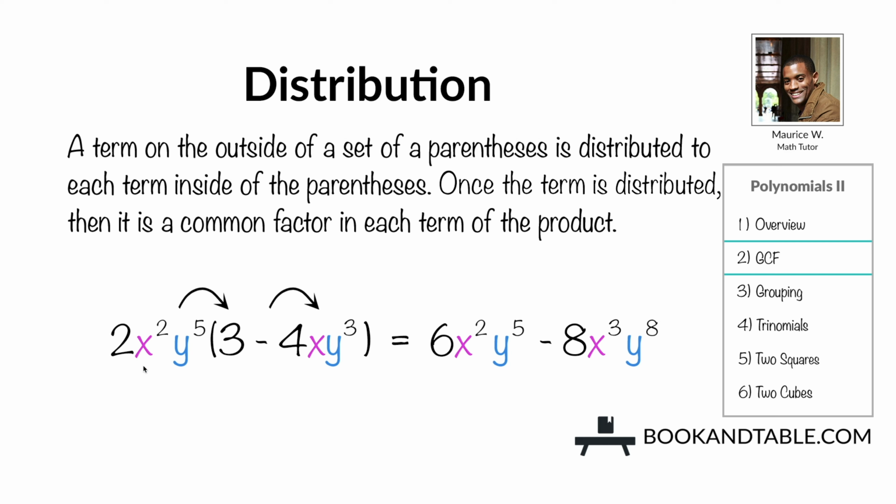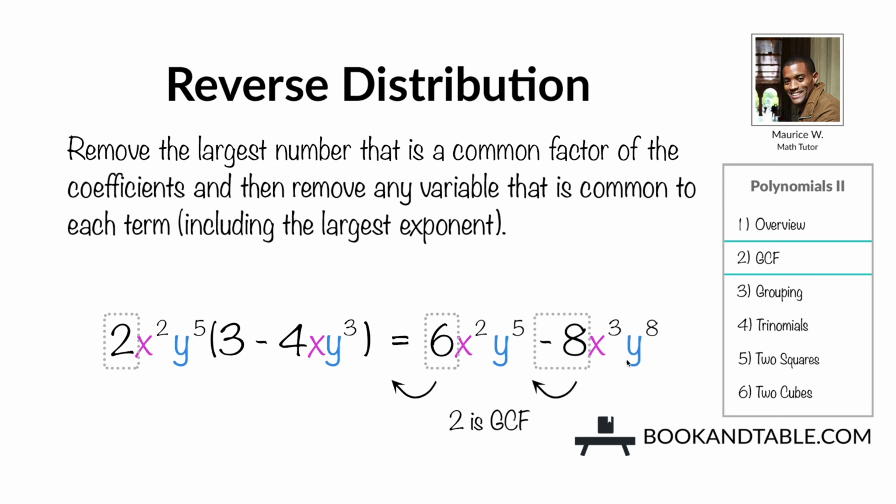So if this term can be distributed to each term on the inside here to give us this final product, reverse distribution is how we would remove the greatest common factor from this polynomial. We first want to remove the largest number that is a common factor of the coefficients first. Our coefficients are 6 and negative 8. So 2 is the greatest common factor of those coefficients. So we can take that out.